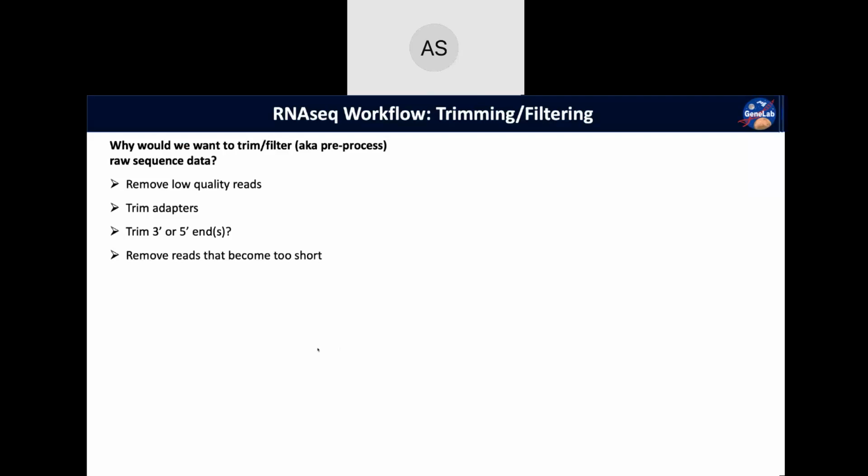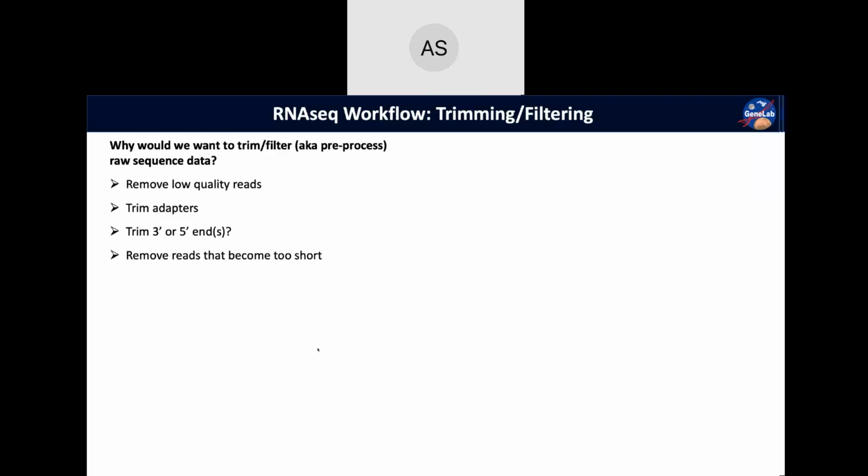Another thing that we want to do is remove reads that become too short. As we're trimming our reads and removing low quality reads and removing adapters, we're removing base pairs from our read. And so eventually we could end up with a really short read. Why do you think that would be a problem?